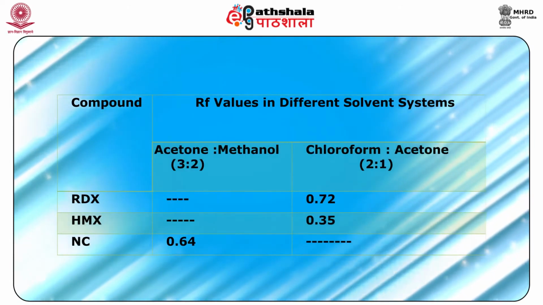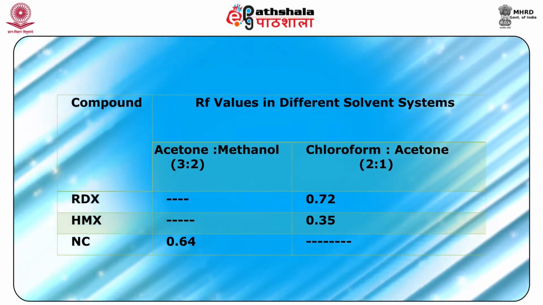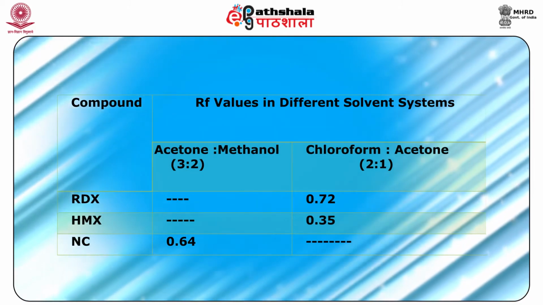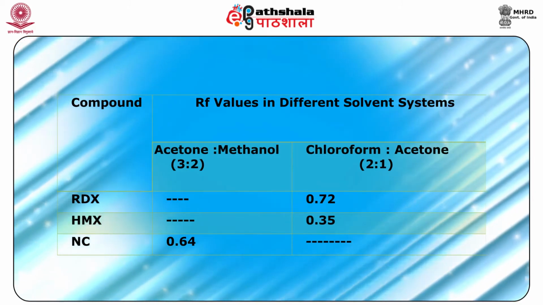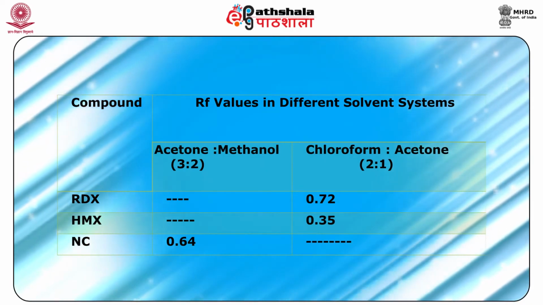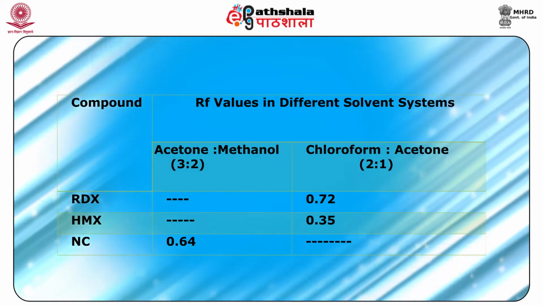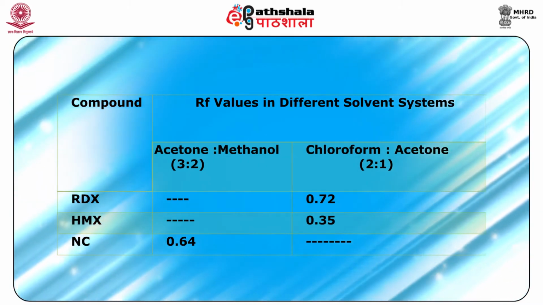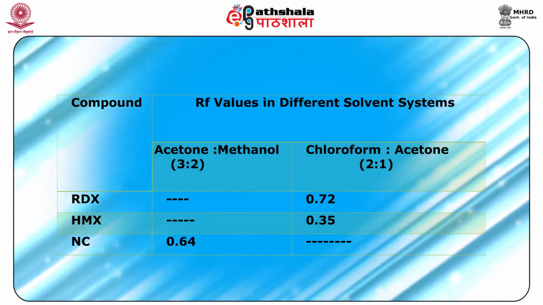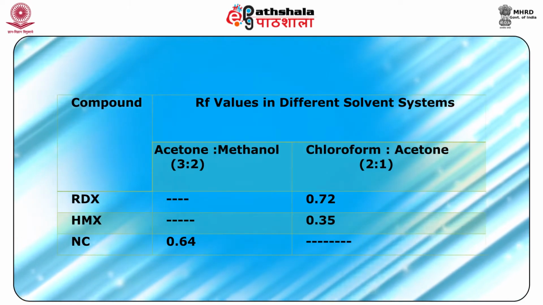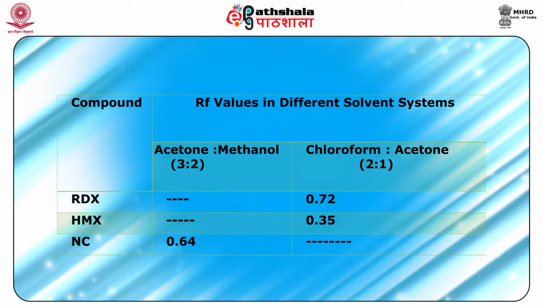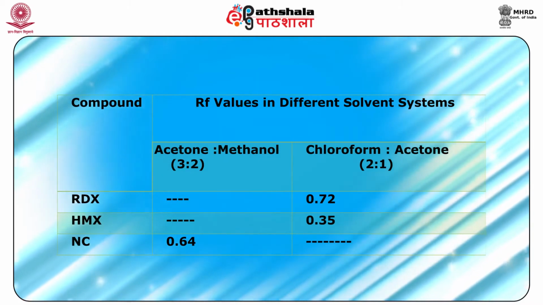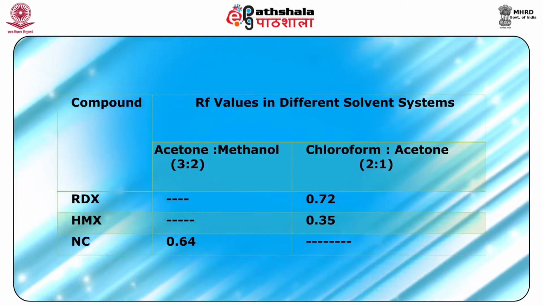Another thing which is very important is noting the RF values. The RF value can be calculated by measuring how much the spot has travelled, and dividing that distance by the distance the solvent front has travelled. But don't forget to note down the solvent front before drying the chromatogram. Once the chromatogram has dried, you will not be clear about where the solvent has moved.